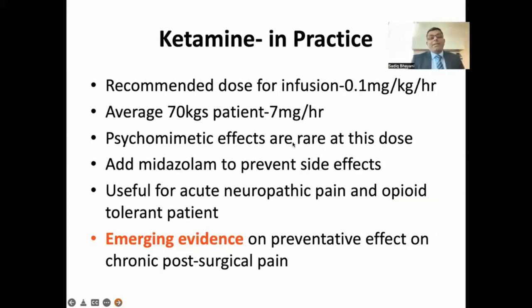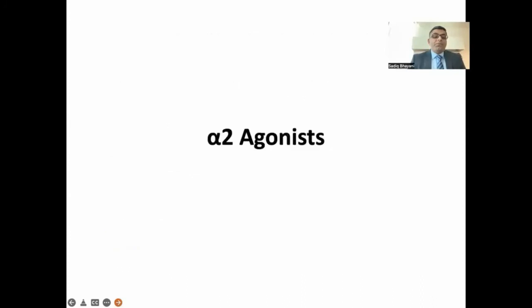Psychomimetic effects are very rare at this dose, but you can add some midazolam to prevent side effects, and it's useful in acute neuropathic pain and also patients with opiate tolerance. So ketamine is a drug that you can use.